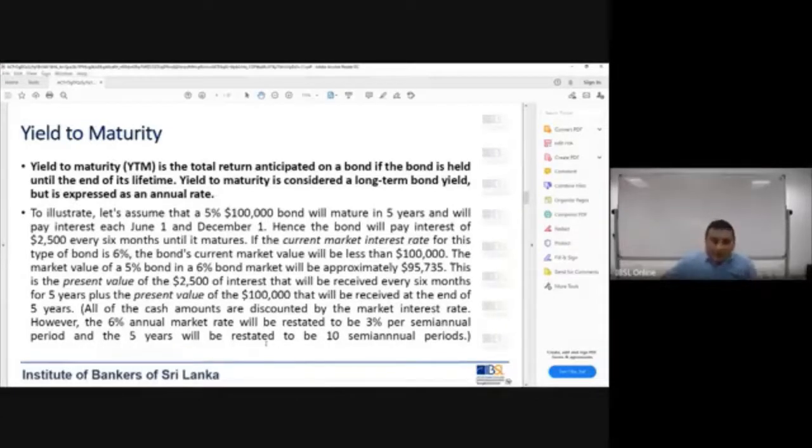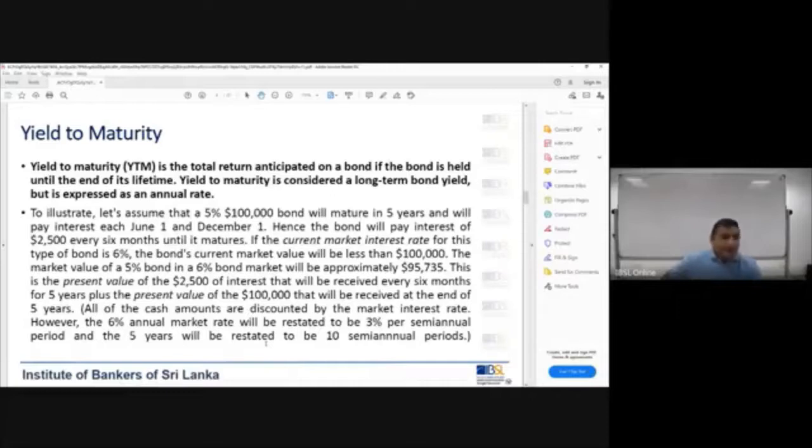So the bond will pay interest of 2,500 every 6 months until it matures. If you draw a timeline, at year 0.0 you are investing 100,000, assume. At the end of the 5th year, you will be getting the face value of 100,000. And in the interim, at 0.5, you have $2,500 because of 5%.